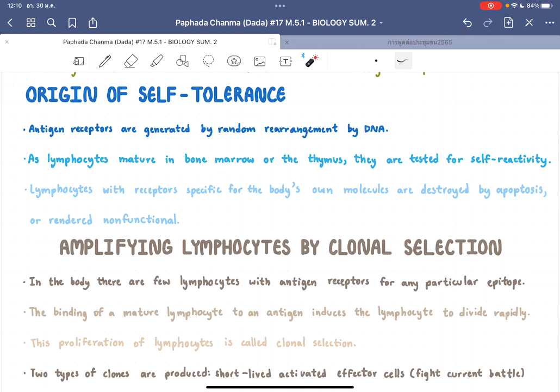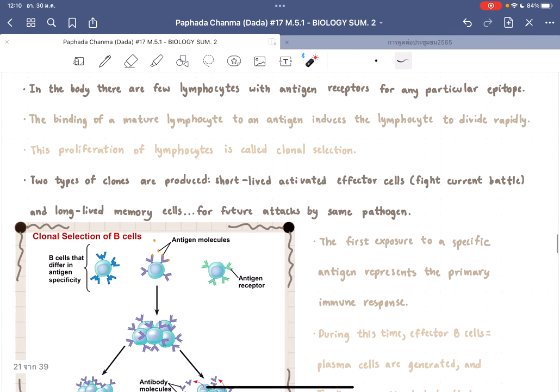Amplifying lymphocytes by clonal selection. In the body, there are only a few lymphocytes with antigen receptors for any particular epitope. The binding of a mature lymphocyte to an antigen induces the lymphocyte to divide rapidly. This proliferation of lymphocytes is called clonal selection. Two types of clones are produced: short-lived activated effector cells, which fight the current battle, and long-lived memory cells for future attacks by specific pathogens.